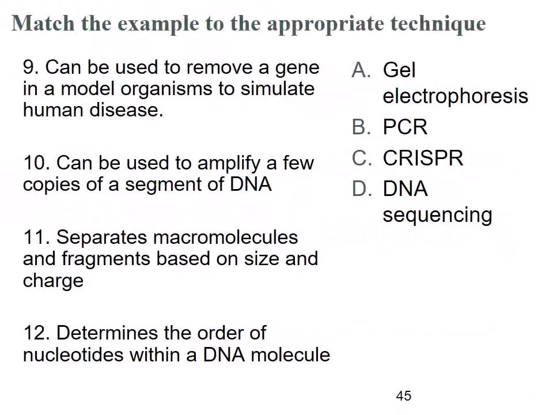So let's match the examples to the appropriate technique. Number 9, which technique can be used to remove a gene in a model organism to simulate human disease? That would be CRISPR. And then what can be used to amplify a few copies of a DNA segment? Really, it should say something more than a few, like a few billion copies. That would be PCR, which would be B. Which technique separates macromolecules and fragments based on size and charge? That's A, gel electrophoresis. And which one determines the order of nucleotides within a DNA molecule? That would be D, DNA sequencing.